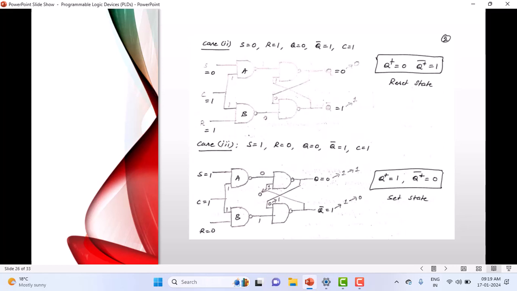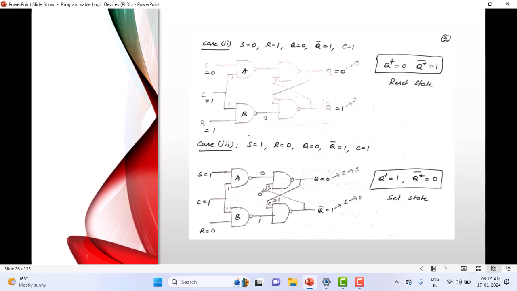Understand here, the next state is going to be 0 and 1 because I already know the truth table for this. Now look here, for 0 and 1, what I am getting is 0 and 1 only. Okay? So the next state is going to be 0 and 1.